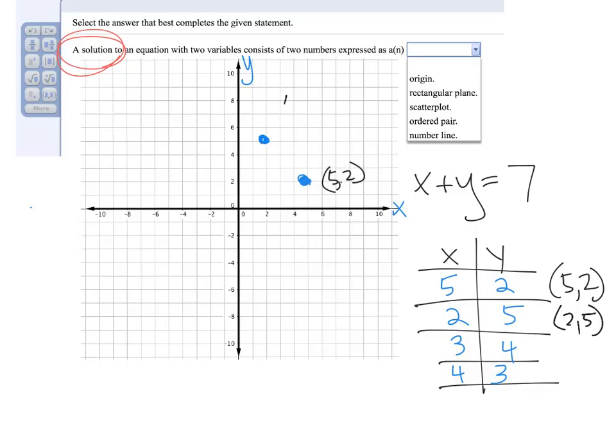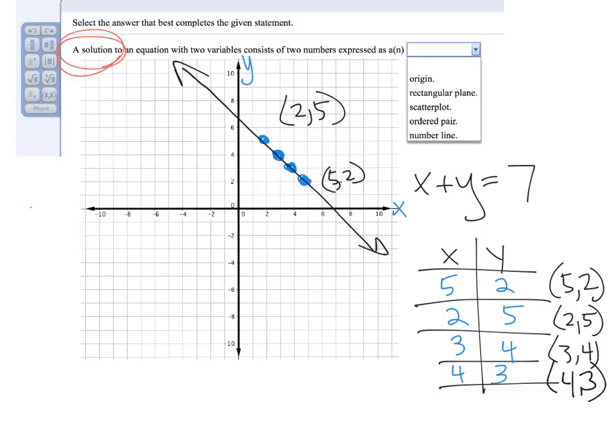So that dot is going to go right here, because this is saying x is 2 and y is 5. And we can just continue now. (3, 4), so the x is the 3 and the y is the 4. So that means our dot is going to go right here. And you can see what's happening in the last one, (4, 3). That dot is going to go right here. And what's happening with all of our dots?